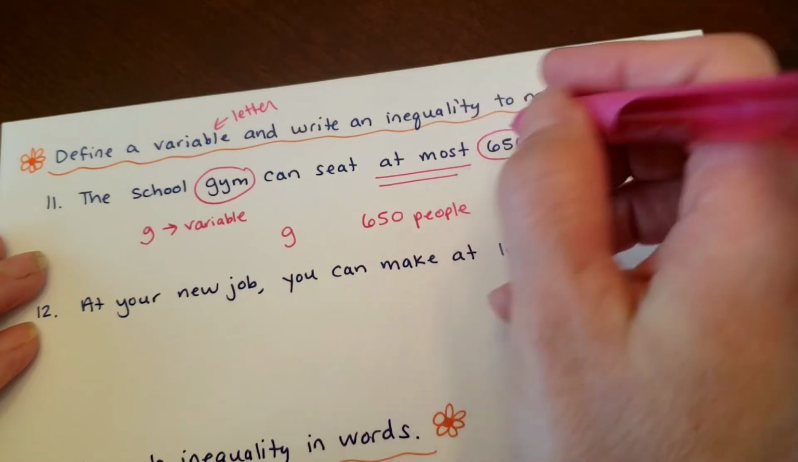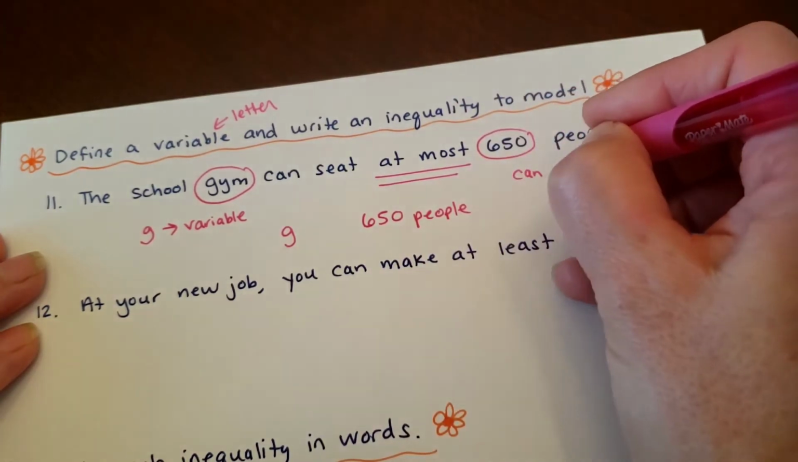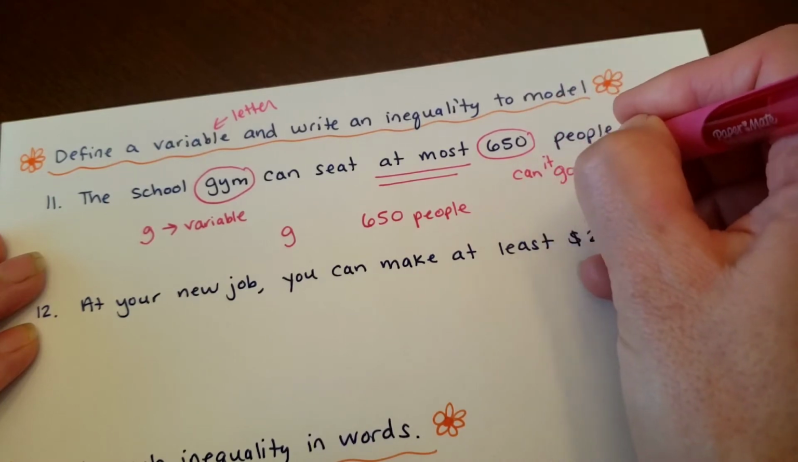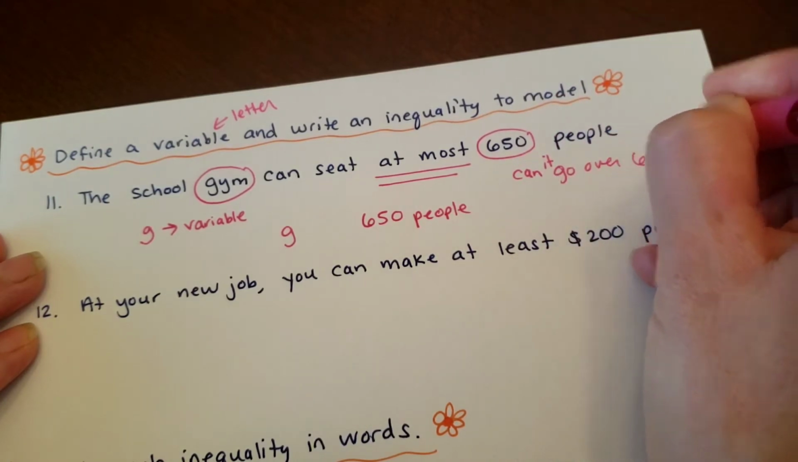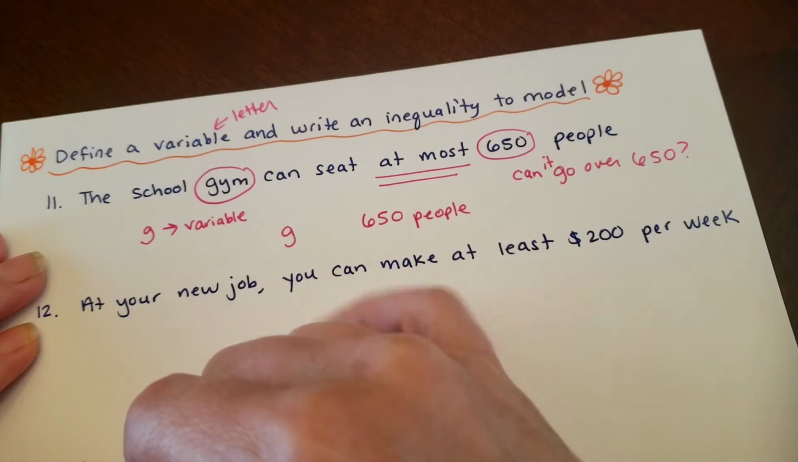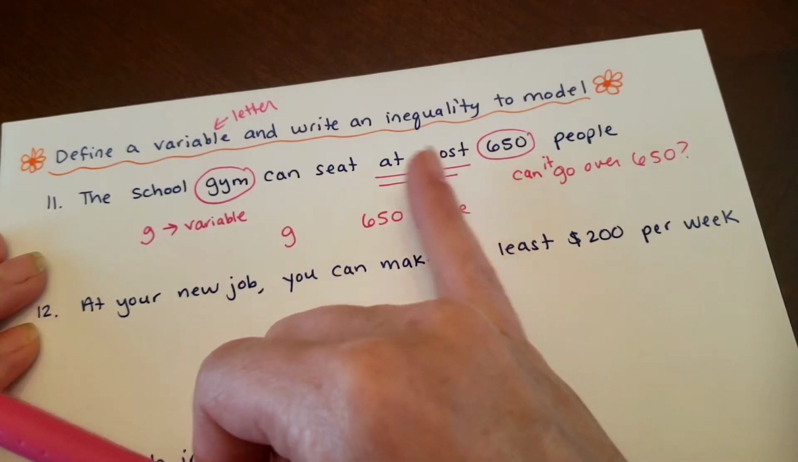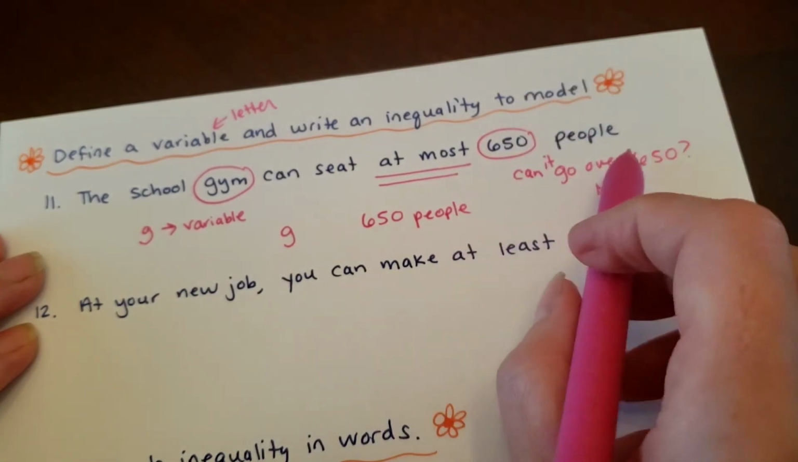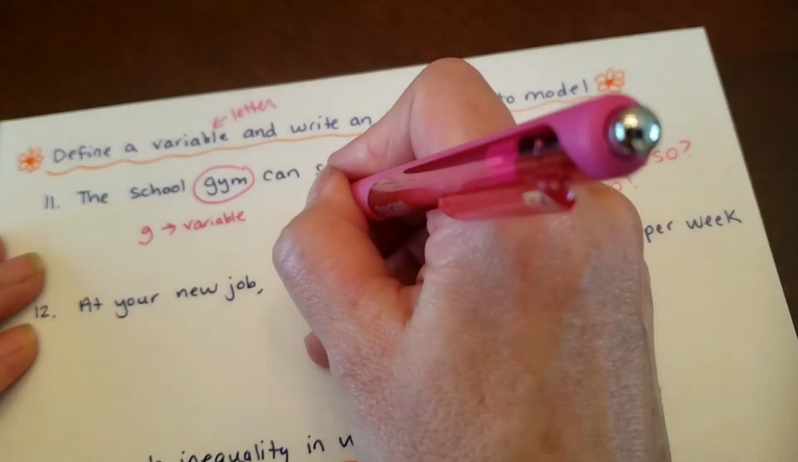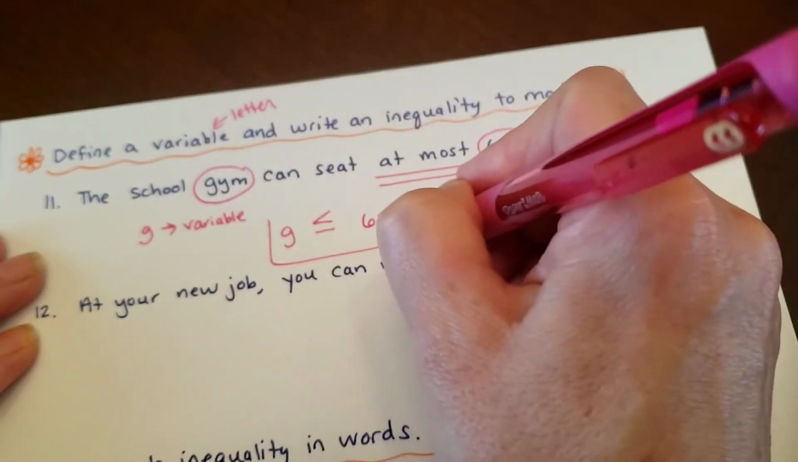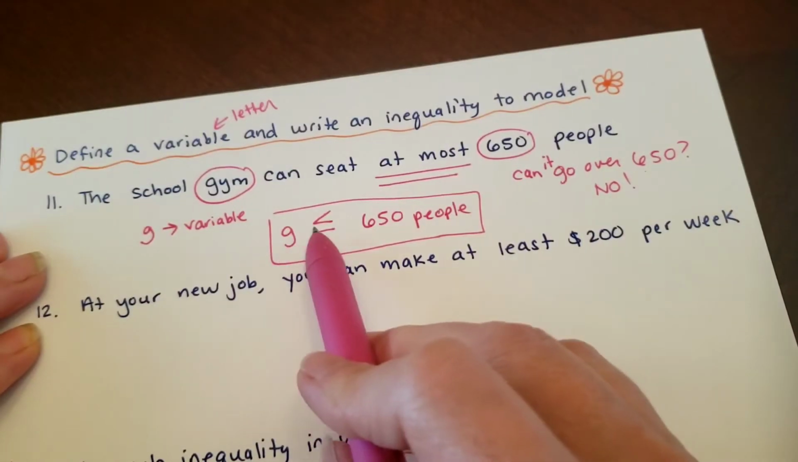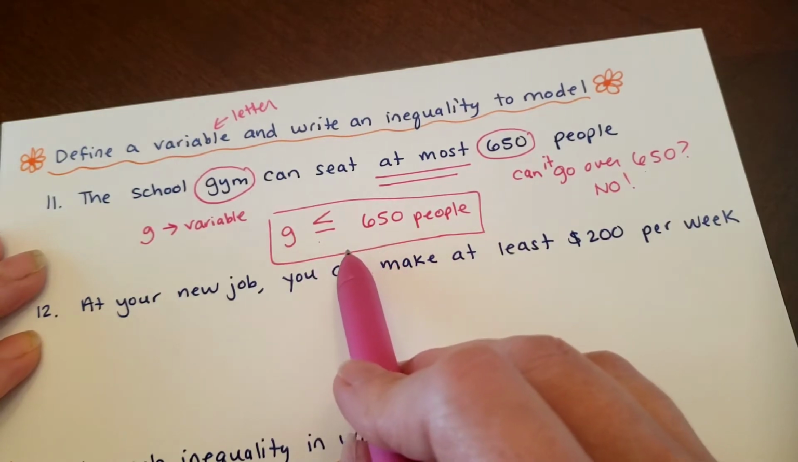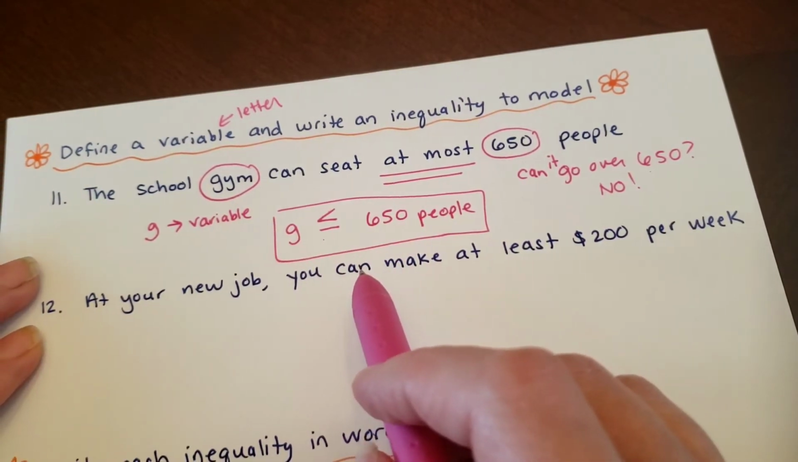So when thinking about at most, can it go over 650 is kind of the question you want to ask yourself. Am I allowed to have more than 650 if it's at most? And the answer is no. So it can go up to 650, but not over. Up to and not over is a less than or equal to sign. So it can be smaller than 650 or even equal to 650, but not allowed to go over 650.